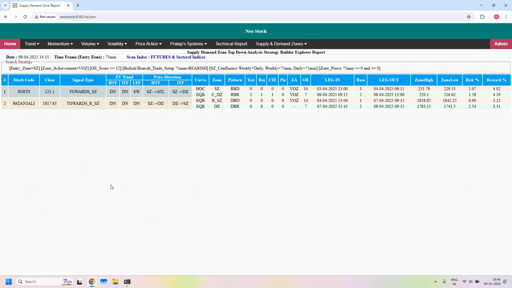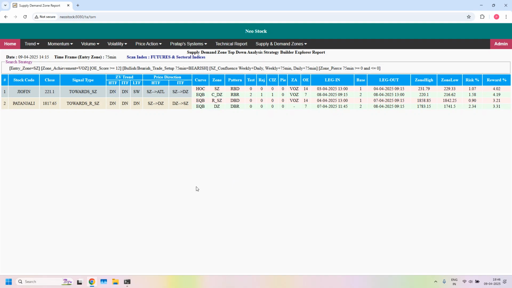Why did I say out of 5? Earlier with LTF, ITF we got 5 stocks. In that 5, again HTF we added, and we got these two stocks. In these two stocks, the 75 minute supply zones are overlapped with daily supply zone. Both together again overlapped with weekly supply zone. And also weekly trend is down in both the stocks.